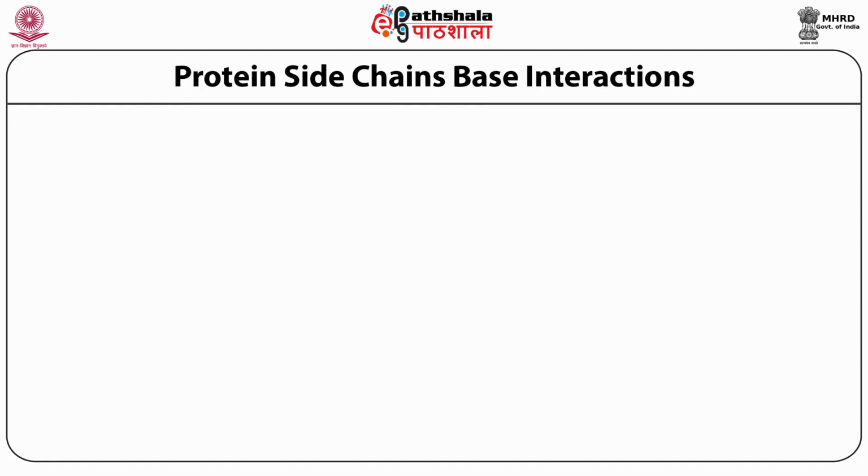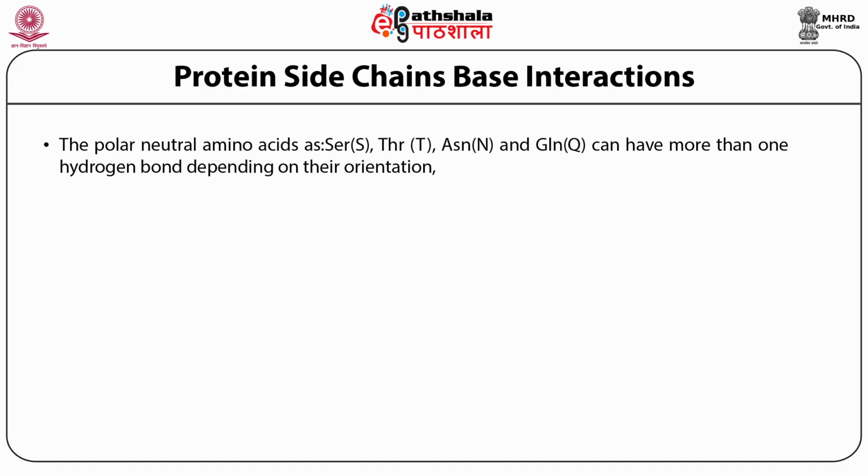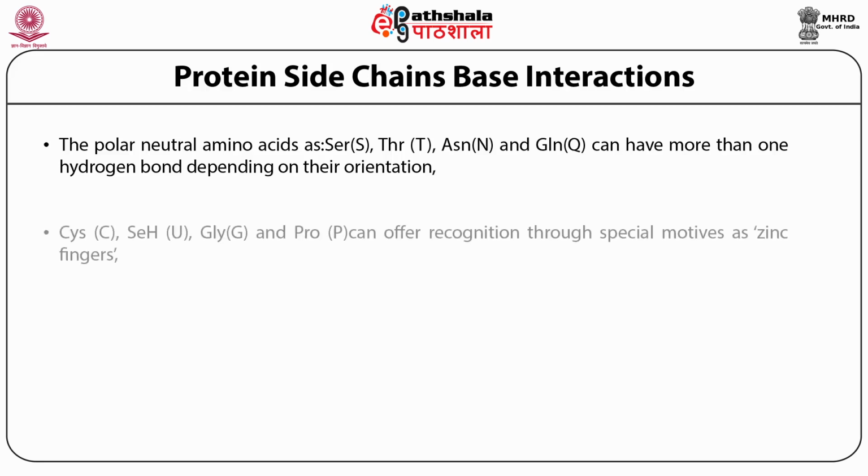Protein side chains base interaction. The polar neutral amino acids such as serine, threonine, ASN and GLN can have more than one hydrogen bond depending on their orientation. Cysteine, selenocysteine, glycine and proline can offer recognition through spatial motifs as zinc finger.